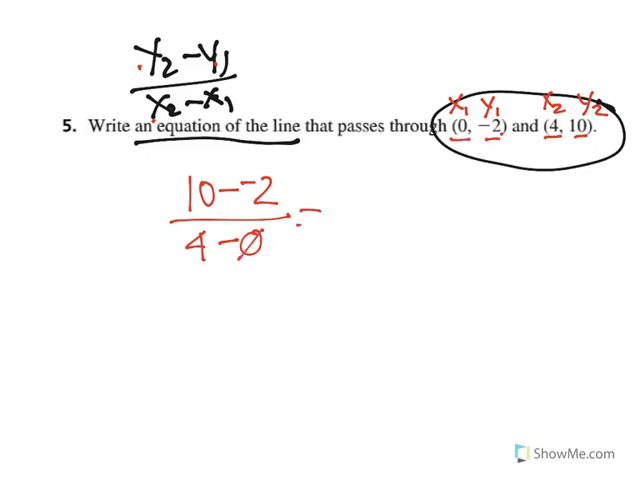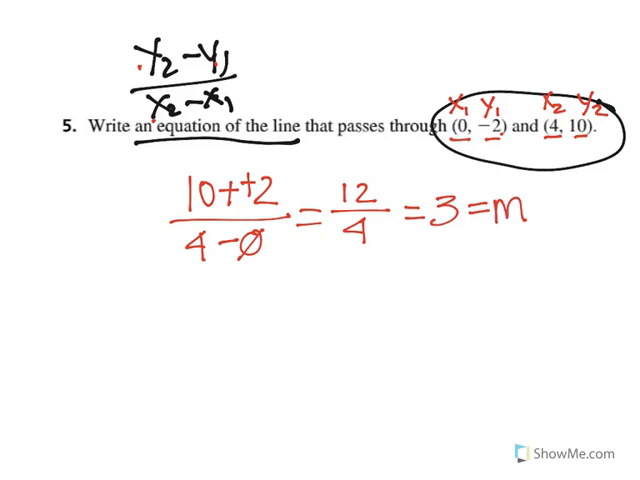Now do the math. So remember, 10 minus a negative is really adding a positive. Hopefully you remember learning that somewhere along the way. But if not, now you know. 10 minus a negative is really 10 plus a positive, so we get 12 over 4 minus 0, which is 4. And then we can simplify that in this case, because 12 divided by 4 equals 3. So our slope is 3.